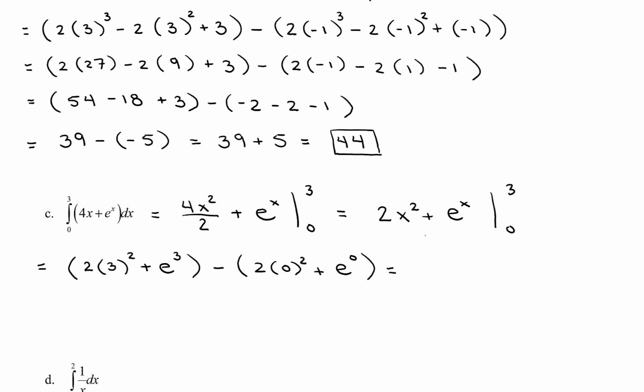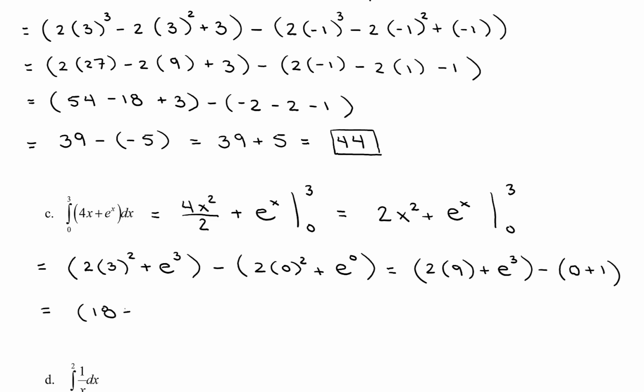And this will be equal to, let's go ahead and open a set of parentheses, 2 times 9 plus e raised to the third power, close the parentheses, minus, open a set of parentheses, 2 times 0, which is just 0, and plus e to the 0 power. e to the 0 is just 1, so we'll just write plus 1 and close the parentheses.